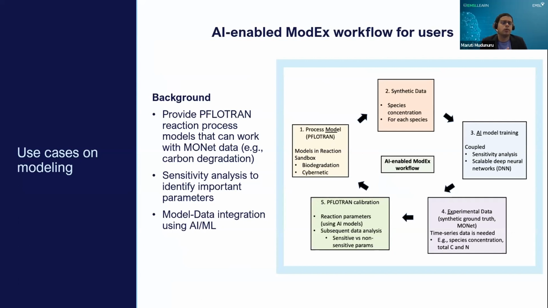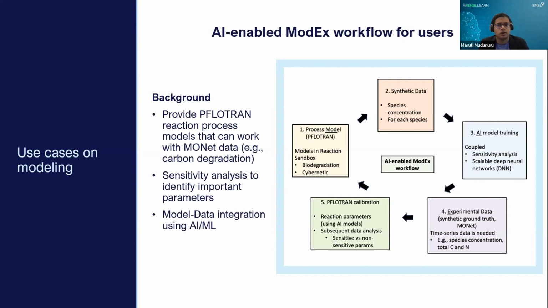So what does the AI-enabled ModEx workflow for the users contain? It has 5 steps. Step 1 is you find or code up a reaction sandbox, or you can use an existing PFLOTRAN input deck that you feel is relevant for a reaction network. And you have that process model. That's step one in the right side figure.